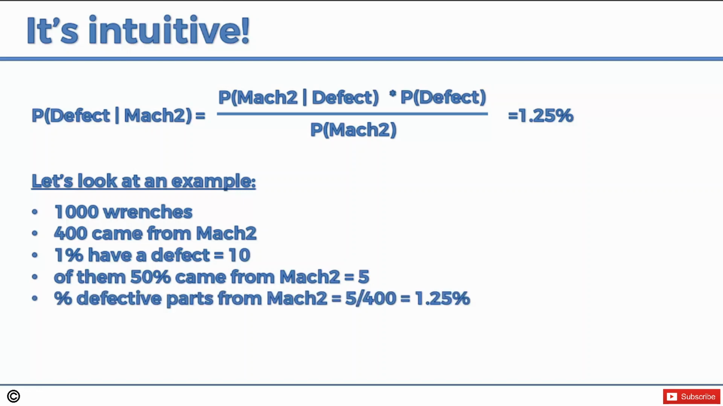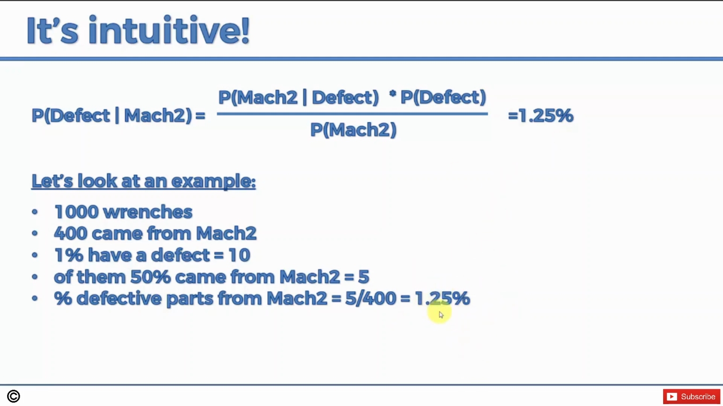All right, so the question is, what is the percent of defective parts from machine 2? Well, it's very easy now, right? Because we know how many defective actually came from machine 2, 5. And we know how many wrenches came from machine 2, 400, right? So all we have to do is divide 5 by 400 and we'll get 1.25, right? So we get the same answer.